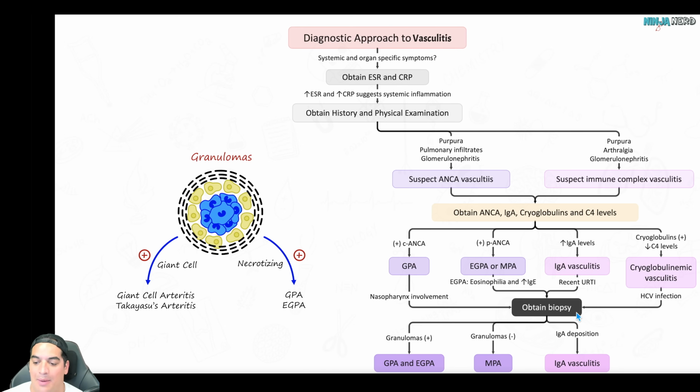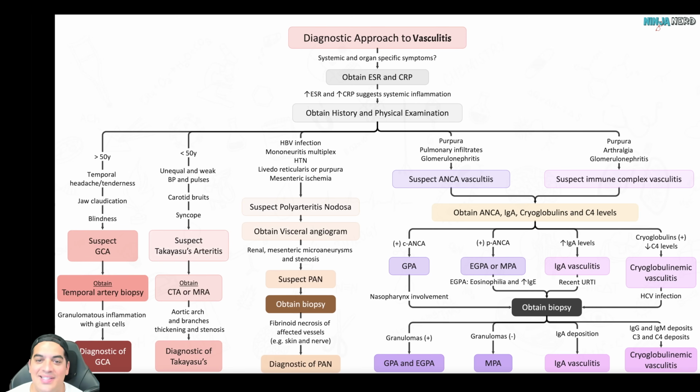And then for this one, I would see IgG, IgM, and C4 proteins that would be deposited into the actual vessel wall there. This is an easy way of really being able to systematically approach vasculitis in a very, very helpful way. All right, let's now move into treatment.